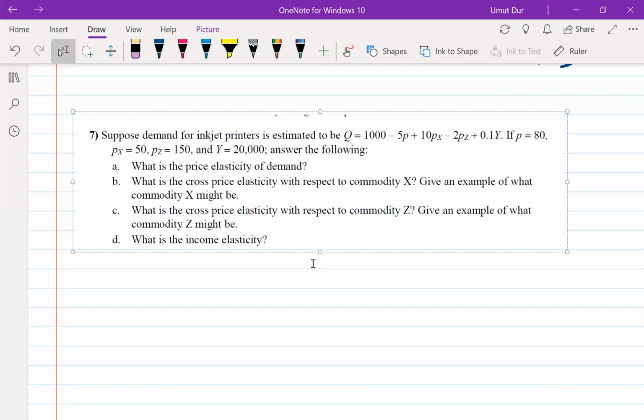Can you see the question? Yes. Perfect. So you have done the first part of this question in the recitation, but let me go over it again.